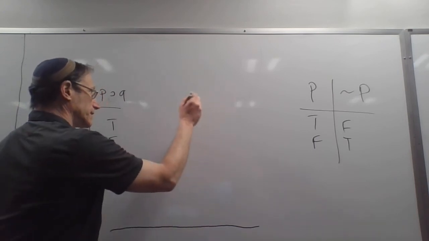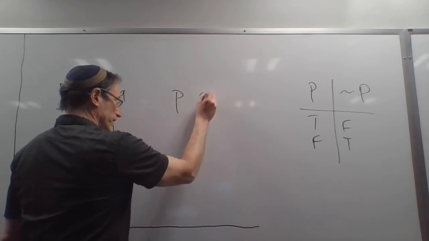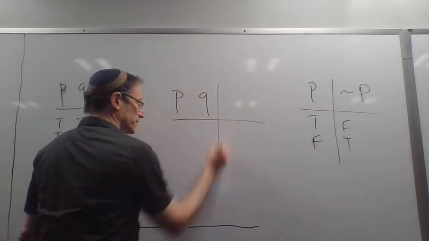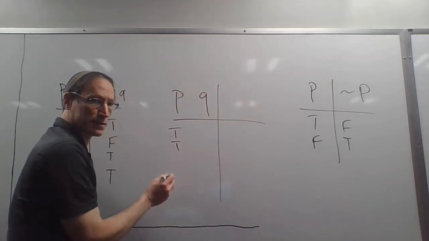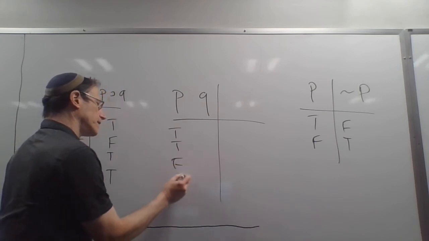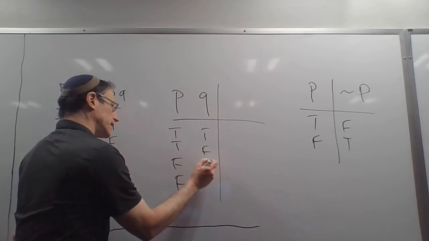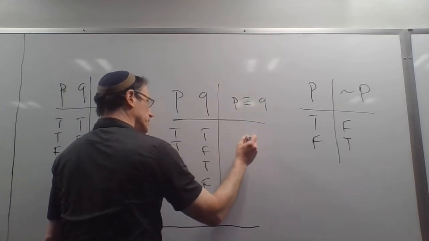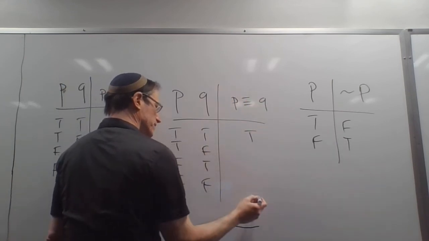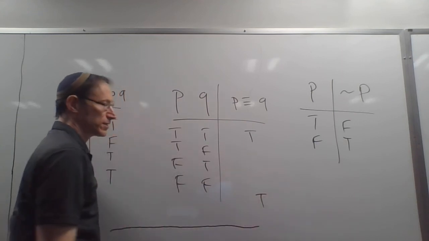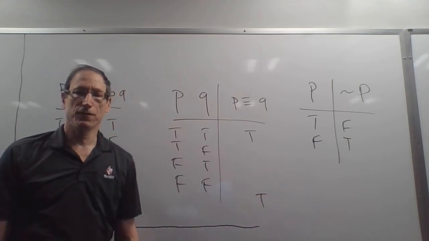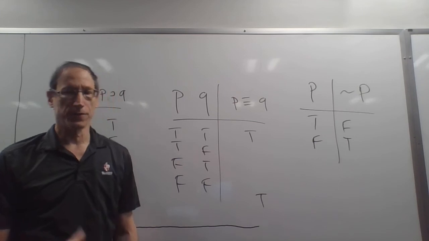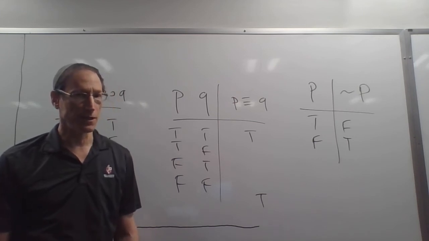And then we have the biconditional. So you're going to have P, Q, two possibilities. There's going to be TTFF, TFTF, and the biconditional P biconditional Q is going to be true whenever they're the same. Because the biconditional is essentially saying that whatever value P has, Q has. So if that's going to be true, that means they have to have the same value.